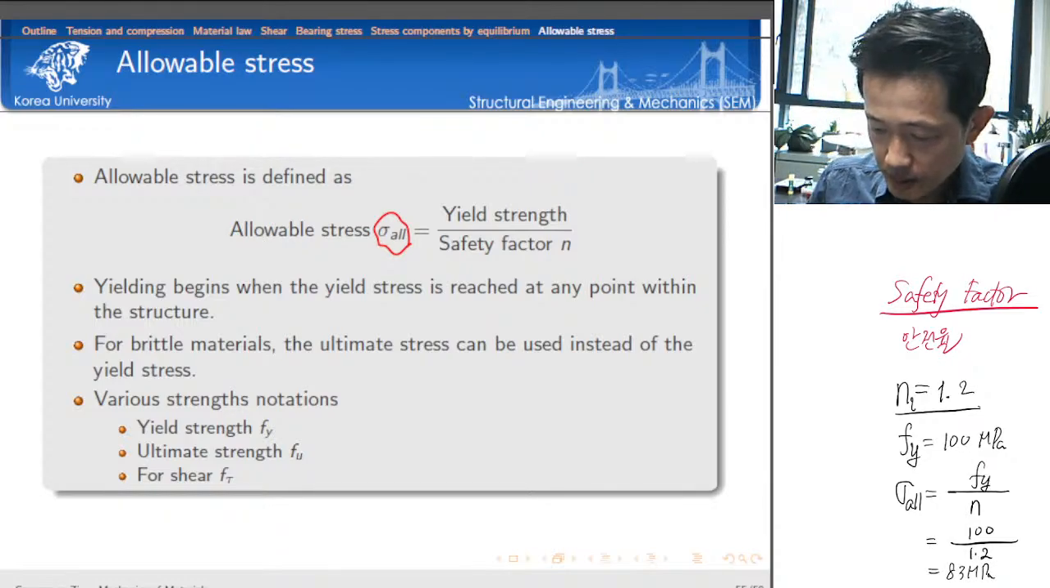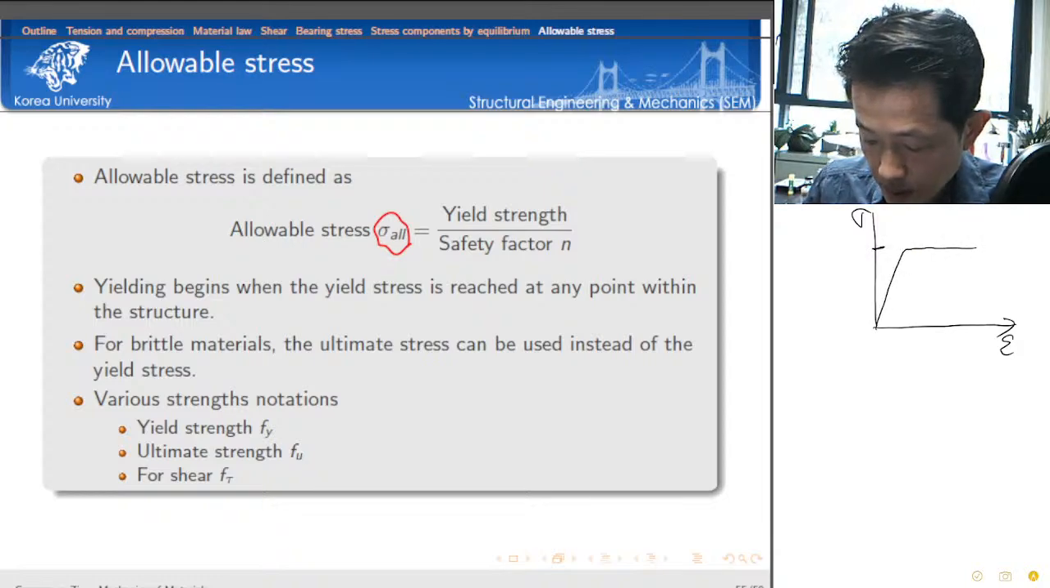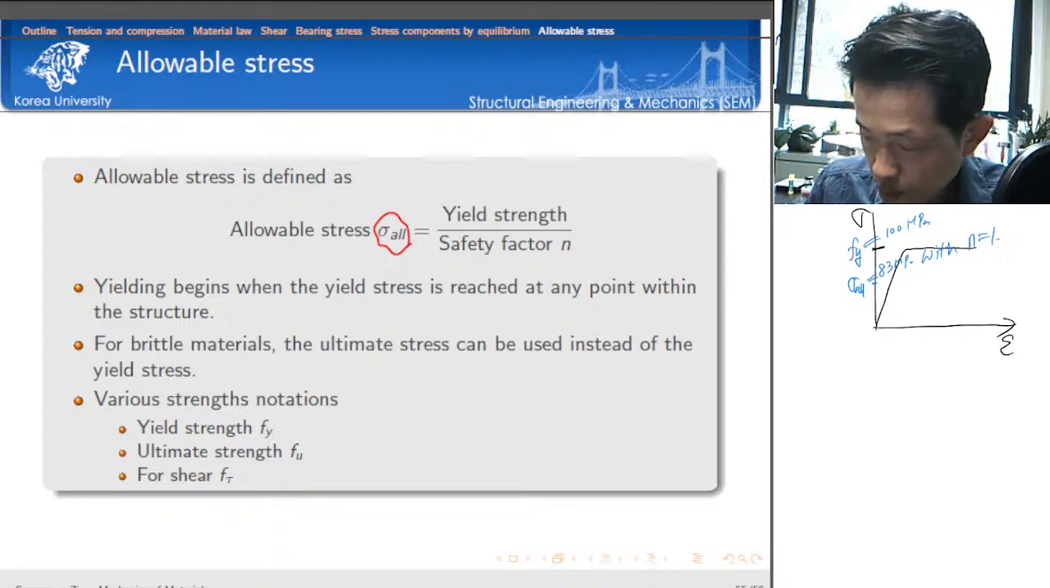Okay, so in the actual stress strain diagram of the material, let's say this is the yield strength value, and then this is the allowable stress value, sigma allowable. The yield strength was equal to 100 megapascal in our calculation. The allowable stress value is 83 megapascal with n equal to 1.2.